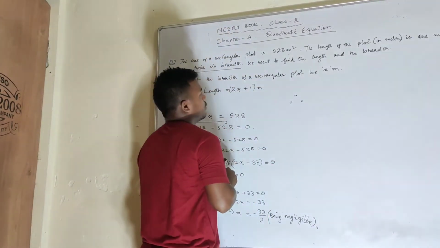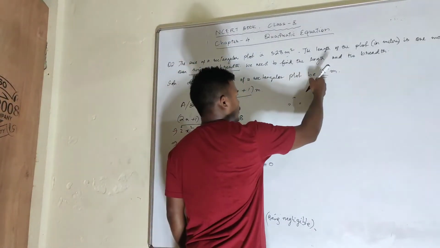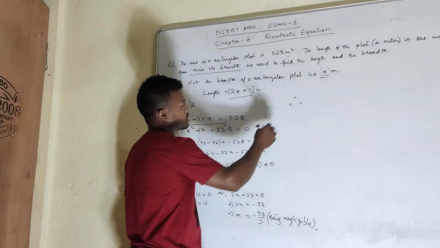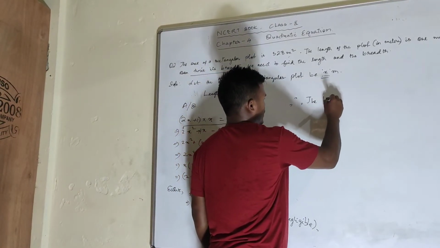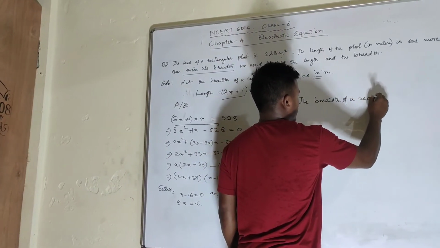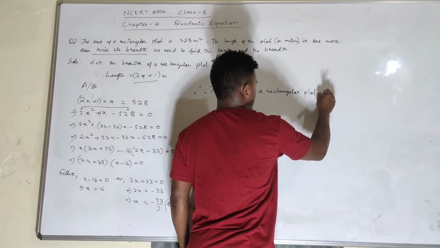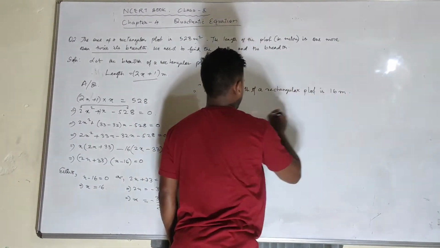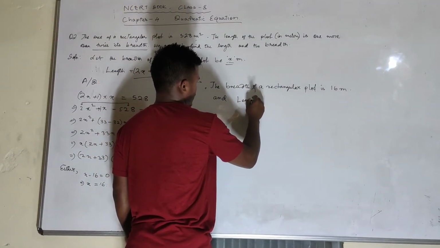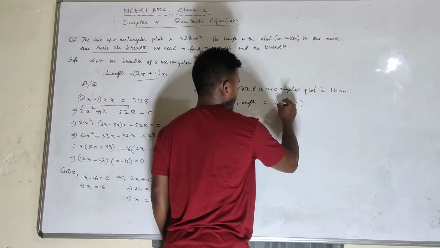What is our x when we let it? x is the breadth and 2x plus 1 is the length. So we have got x value here, 16 already. So our breadth, the breadth of a rectangular plot, is 16 meter, and length, what is the length? 2x plus 1 meter.